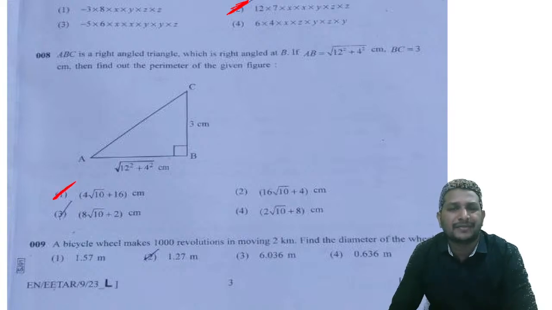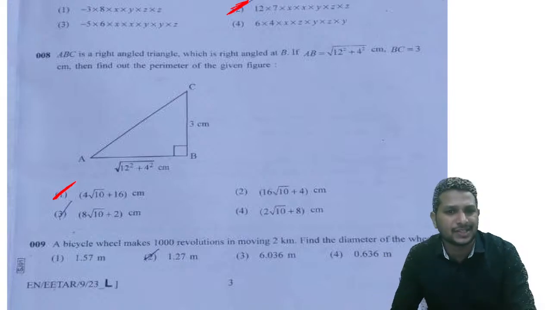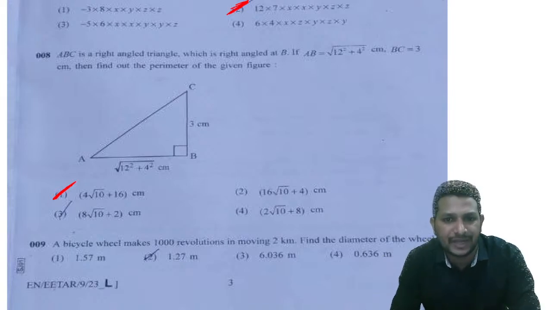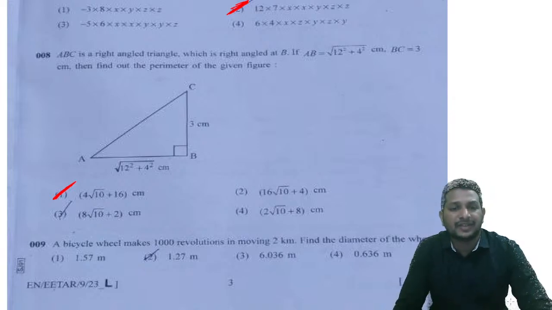For question number 7, the closest answer is option 2. The like term they mentioned, we can consider as option 2, because 12 into 7, x, y square, z square. So the answer for question number 8 is option 1.